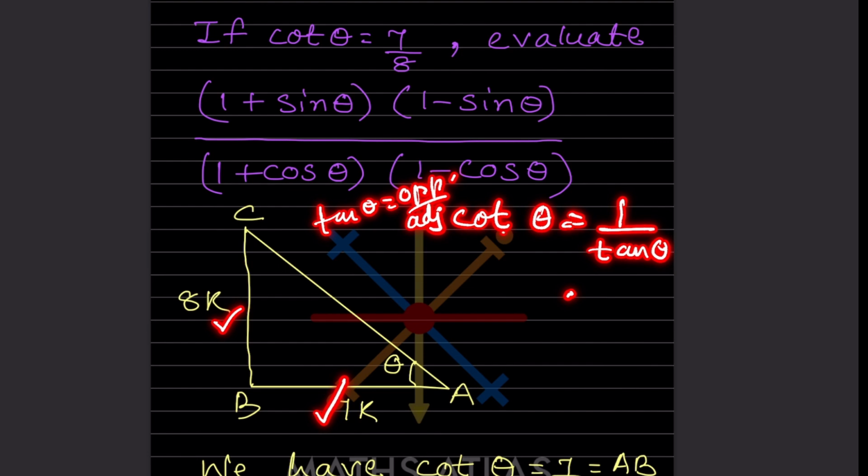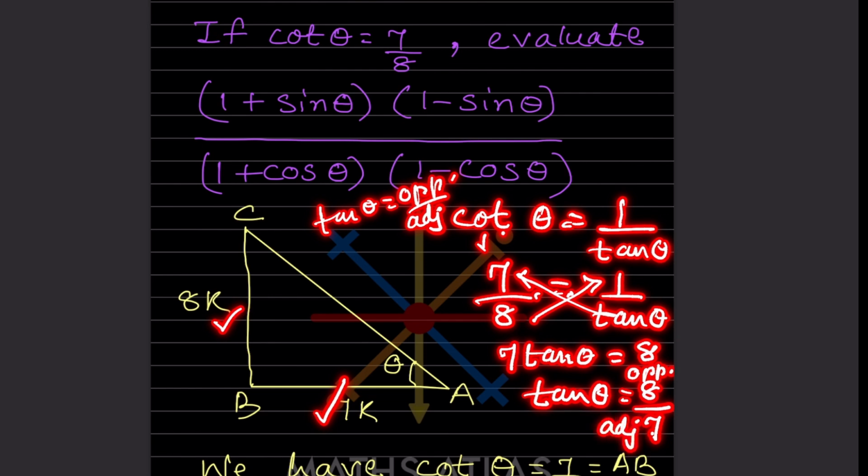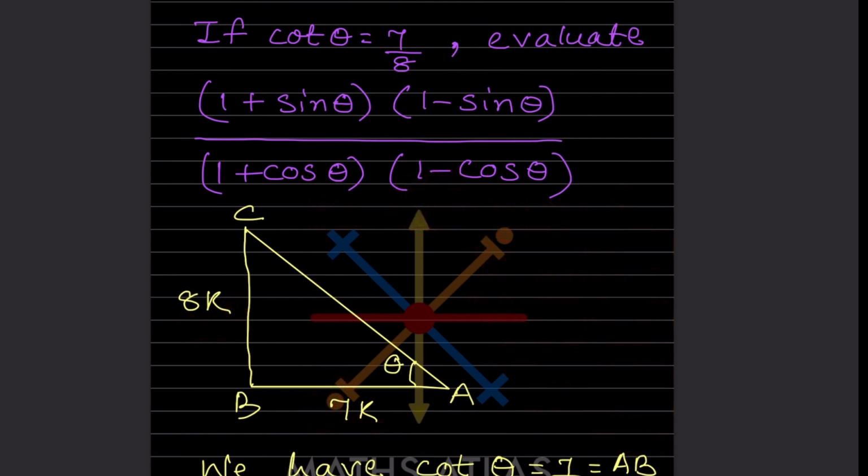So now see here, the values have been given. Cot theta is 7/8, so let us write below this 7/8. This is 1/tan theta. When we cross multiply, 7 tan theta is 8, so tan theta is 8/7. So now did you get this one? 8/7 means this is the opposite side and this is the adjacent side. So where should I write 8? I should write 8 over here and 7 over here, because this should be perfect. Hope you got this one.